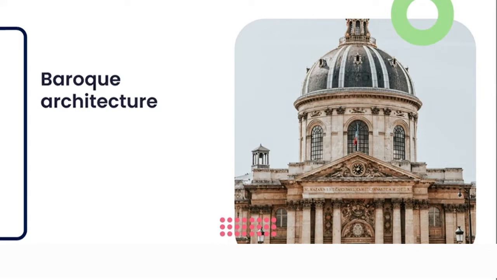An important Italian Baroque architect was Carlo Maderno, who lived from 1556 to 1629. He oversaw the early Baroque additions to the St. Peter's Basilica in Rome. Let's take a look at some of the characteristics of this style.